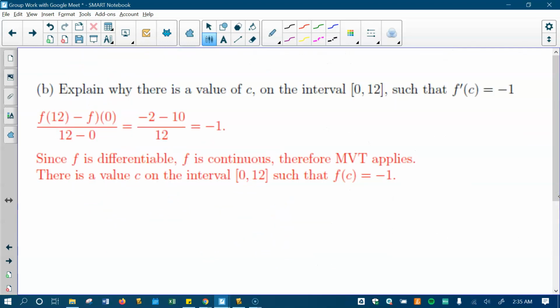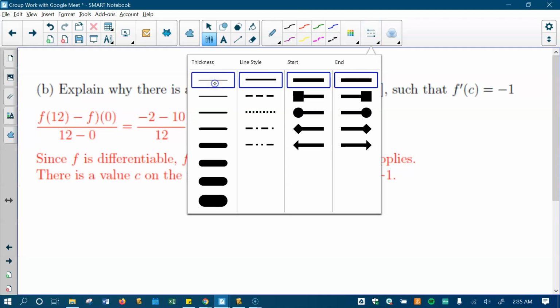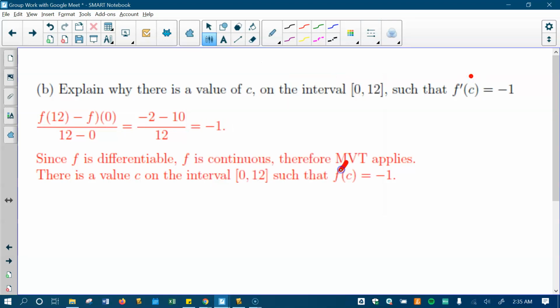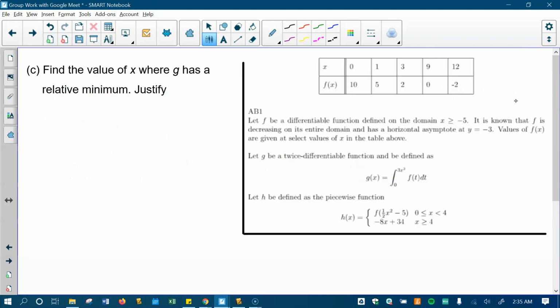This is basically the same thing that we had just written down. So let's go to the next one. This person does have a mistake on there. I'm going to highlight this big. This should say that f prime of c equals negative 1. Other than that, it looks fine.